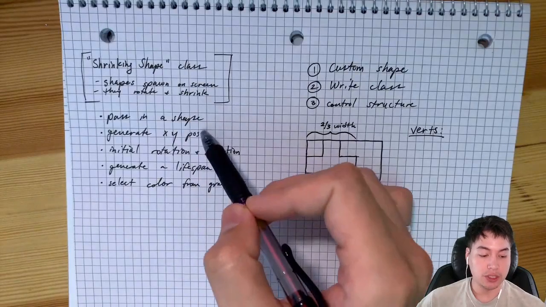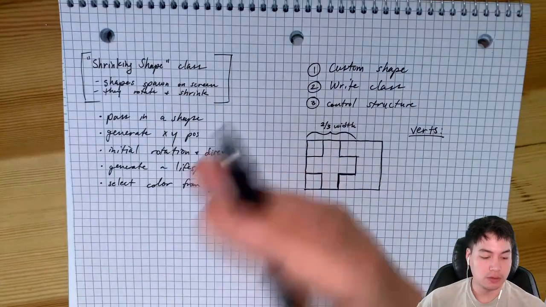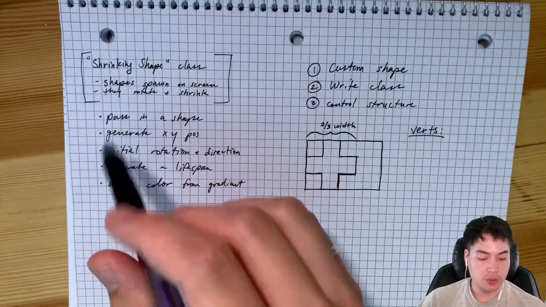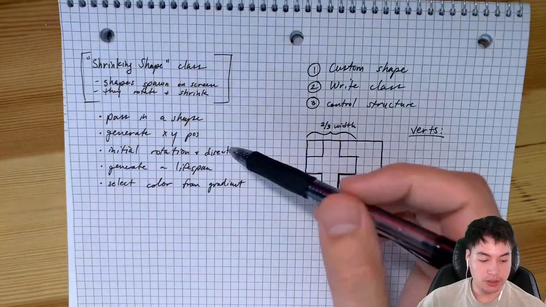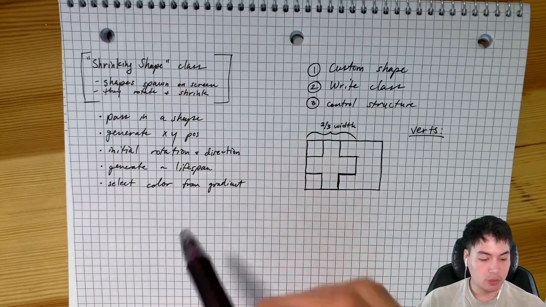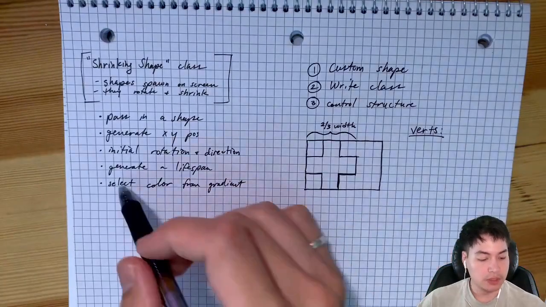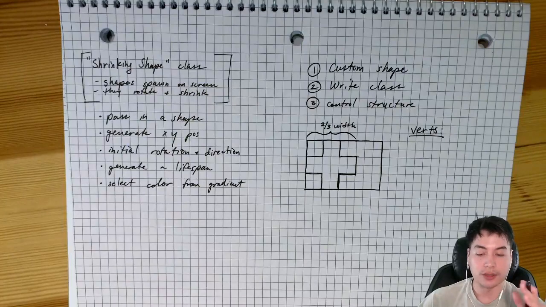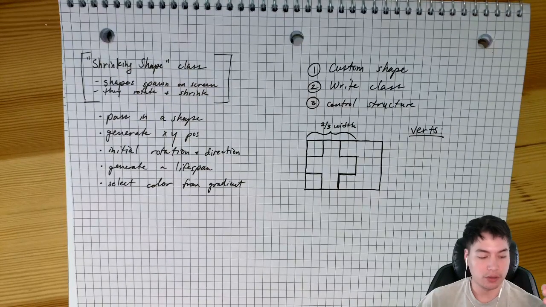The class will need to generate an X and Y position when you spawn one. It will need to have an initial rotation and direction, so whether or not it's going to spin right or left. We'll need to generate a lifespan, and we'll need to select a color from a gradient range. I'm using that lerpColor function, right?